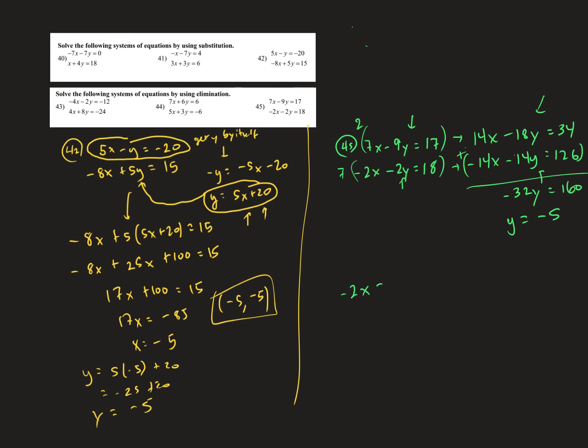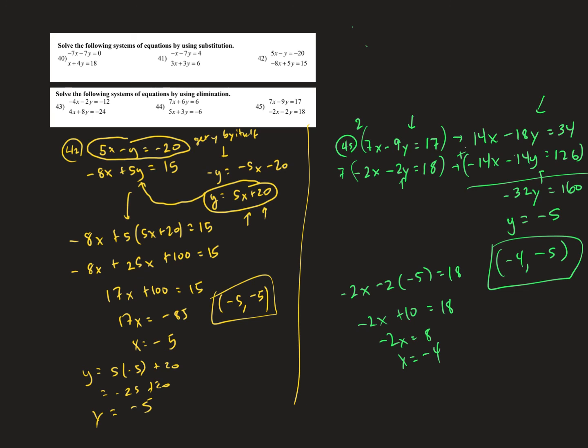So negative 2x minus 2 times negative 5 is 18. I'm going to do some arithmetic here, and I get that x is negative 4. So the point where these two lines intersect is negative 4, negative 5.